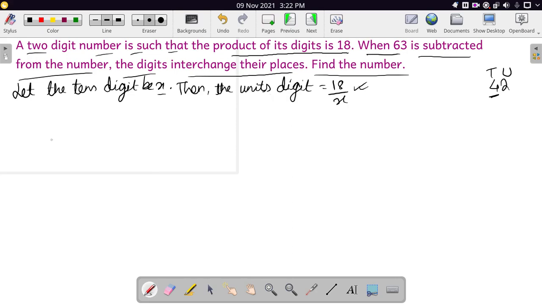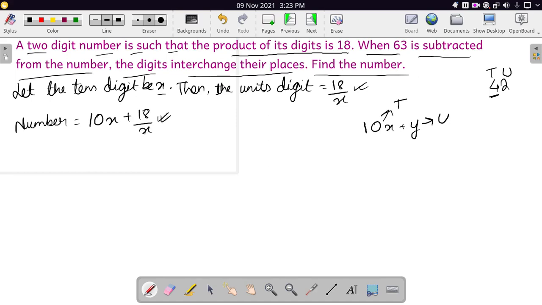Now the number. What is the number? We have learned this in our previous classes, that any two-digit number always exists in this form: 10x plus y, where y is the units place and 10x is the tens place. So the number here would be 10x, because x is in the tens place, so that should be multiplied by 10 plus 18 by x. This is the number.